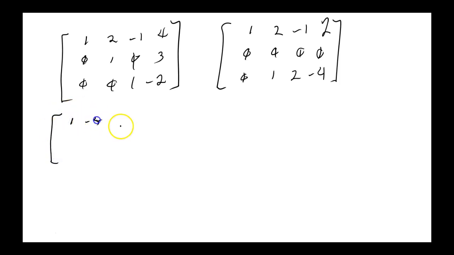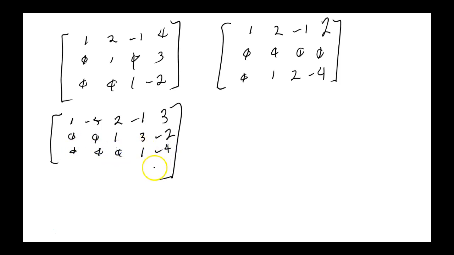Okay, here's C, a bigger one. 1, -5, 2, -1, 3, 0, 0, 1, 3, -2, 0, 0, 0, 1, -4, and 4 zeros and a 1. Row echelon, not reduced. Okay, definitely row echelon form, and as you said, not reduced.